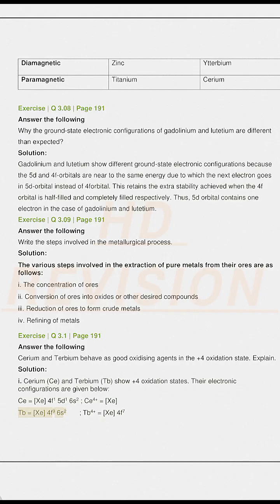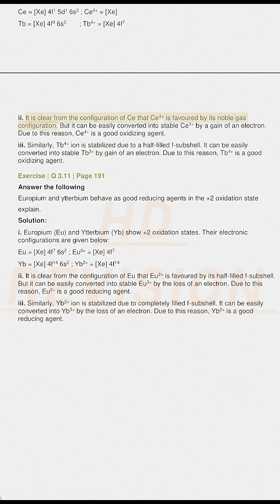Tb = [Xe] 4f9 6s2. Tb4+ = [Xe] 4f7. 2. It is clear from the configuration of Ce that Ce4+ is favored by its noble gas configuration. But it can be easily converted into stable Ce3+ by a gain of an electron. Due to this reason, Ce4+ is a good oxidizing agent.